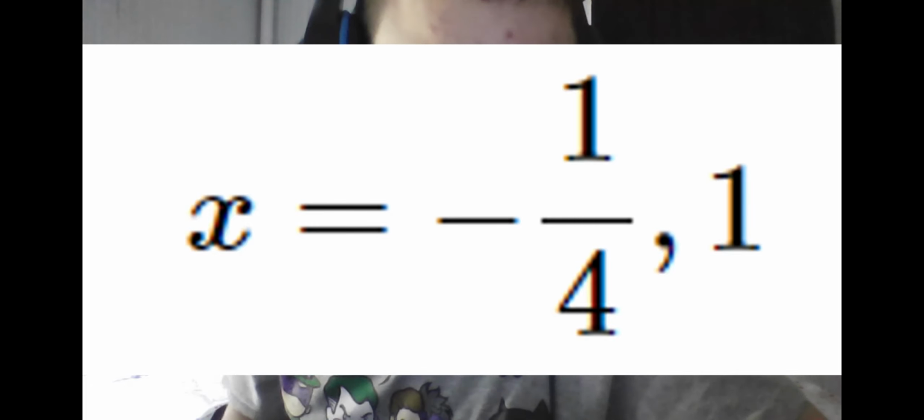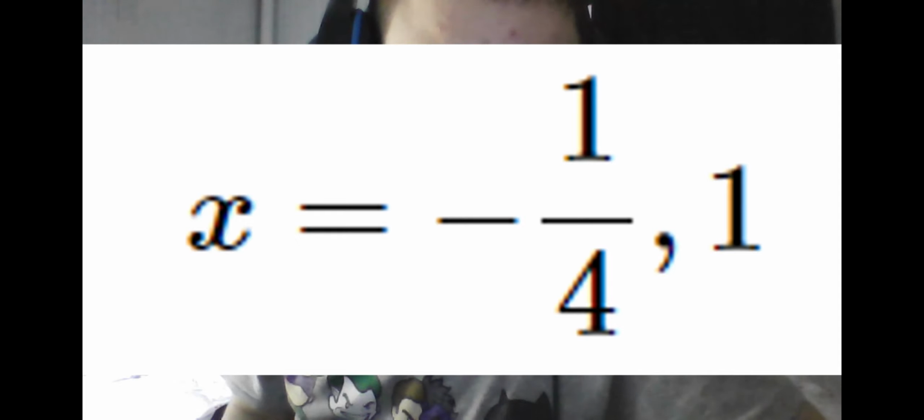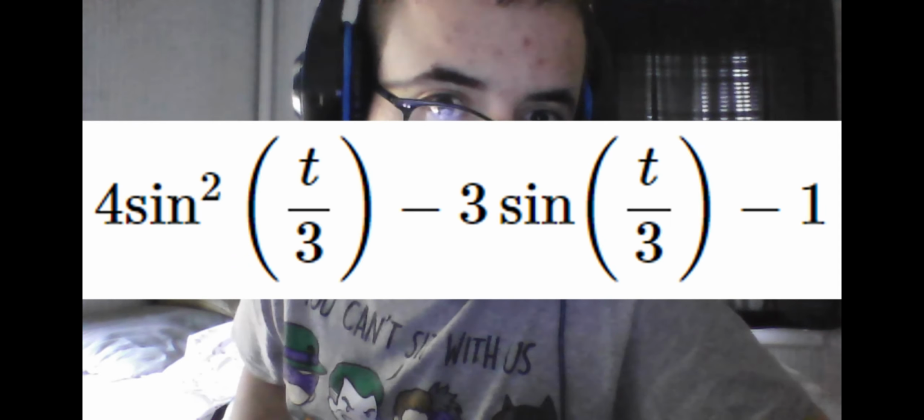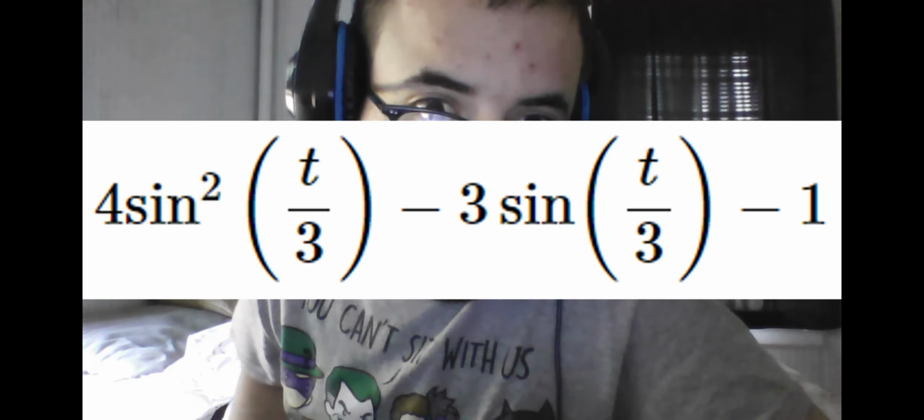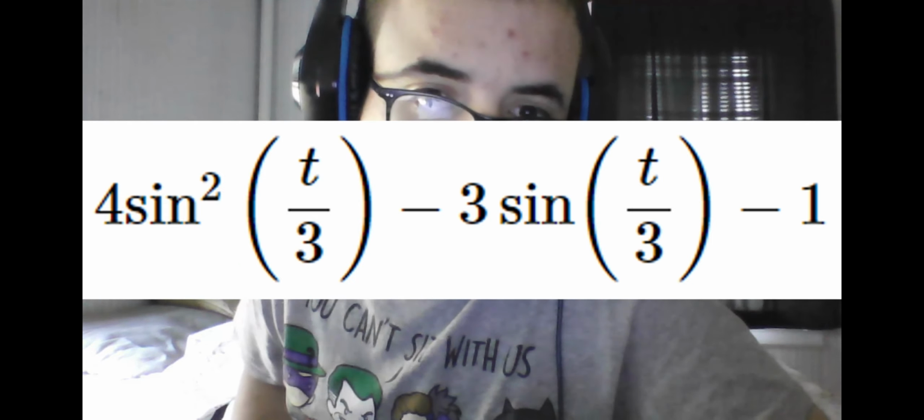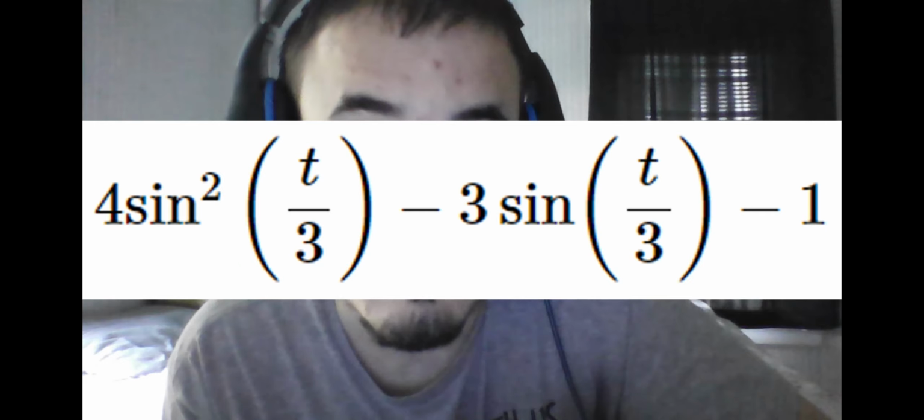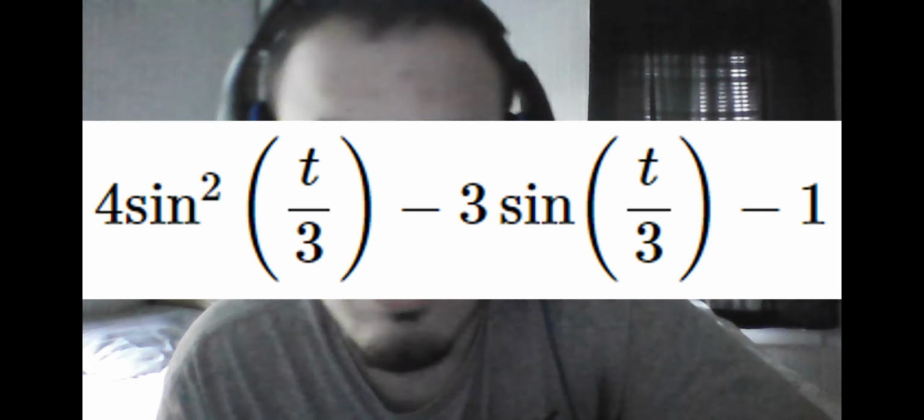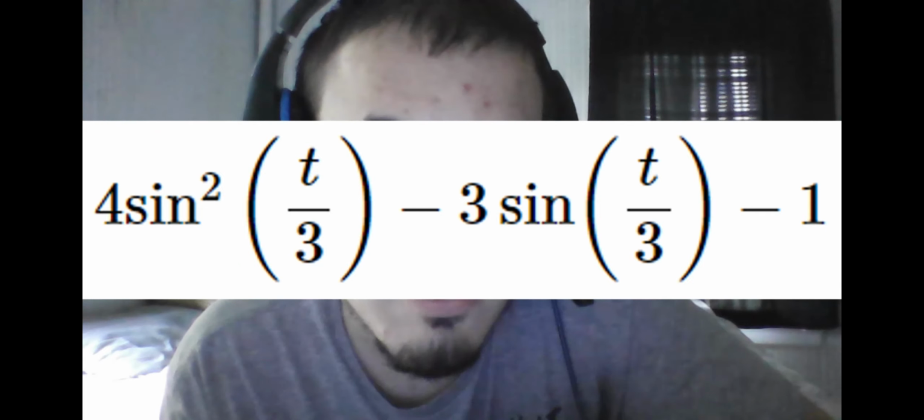although this does not seem related to the original question at all. It actually is if you stop to look at it carefully, because we see the sine of t thirds must be our x in this formula. So this leads us to conclude that sine of t over 3 equals negative 1/4, or sine of t over 3 equals 1. Both are valid.